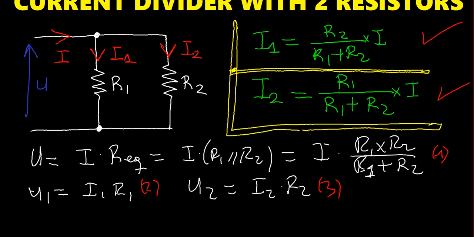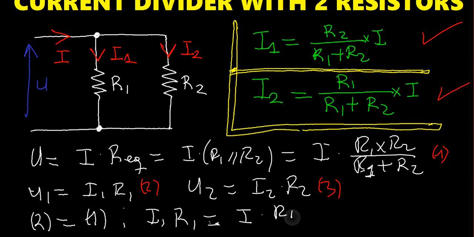Means that equation 1 will be equal to equation 2. Let's set equation 2 equal to equation 1. We are going to have I1 R1 equal to I times R1 R2 over R1 plus R2.